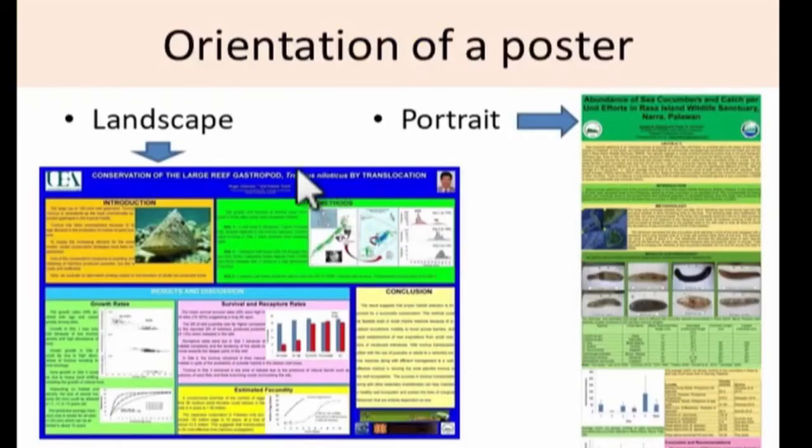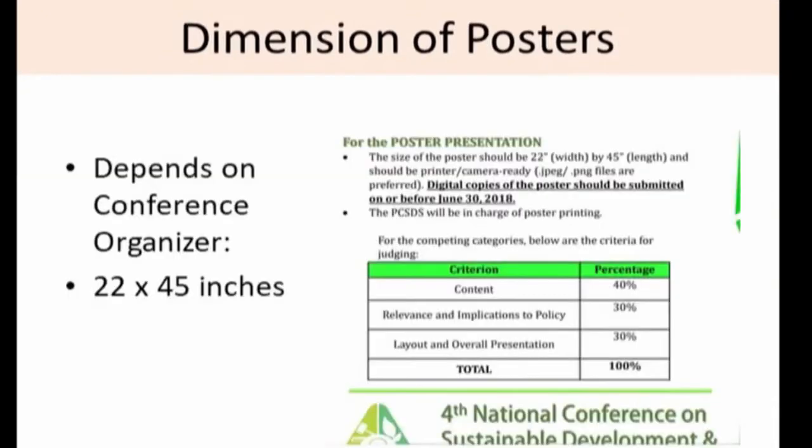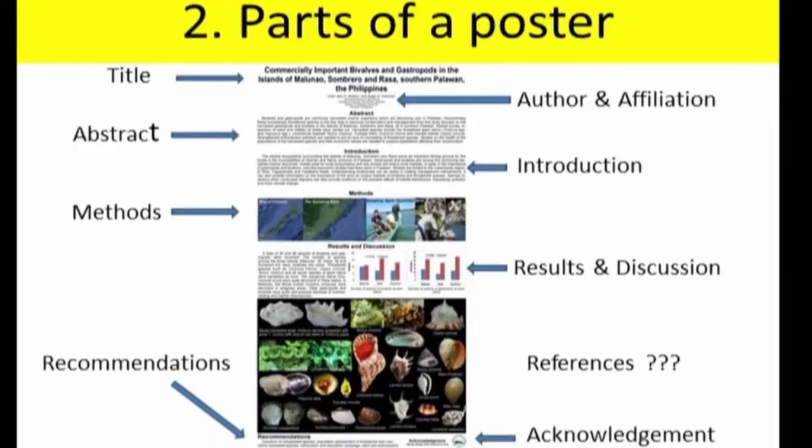A poster could be in landscape or portrait orientation. When we say landscape, this is wider but short. When it is portrait, it is tall but thin. The size of a poster could vary depending on what is required by a certain conference. In this case, the conference is requiring a 22 by 45 inches poster. If this is length times width, this is short but wide. So this is landscape.